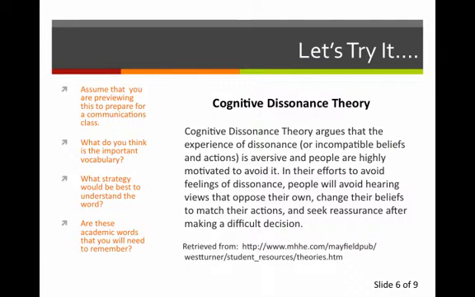Okay, so let's try it. We're going to practice using the skills that we've discussed right away. Skim through this communications text to identify words that might be important, but that are unknown to you. Here are the words that I thought might be important enough to look up.